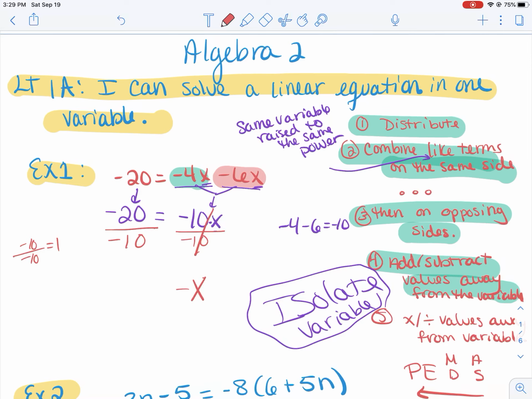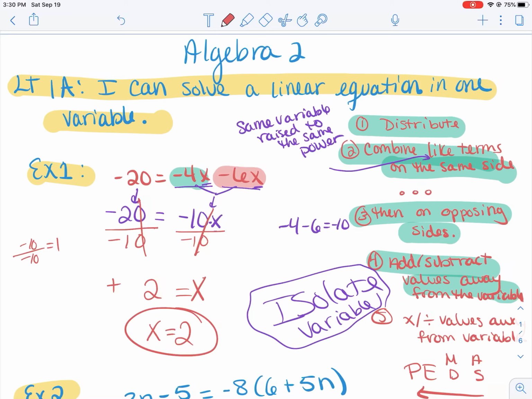So on the right-hand side, I just have x, and on the left-hand side, I actually have to do the math. What is negative 20 divided by negative 10? A negative divided by a negative makes a positive. 20 divided by 10, zeros cancel, so I get 2 divided by 1, which is 2, okay? So from this problem, we get x equals 2.